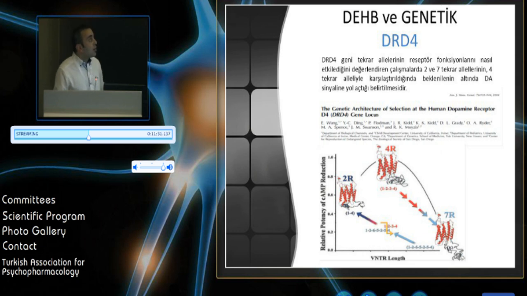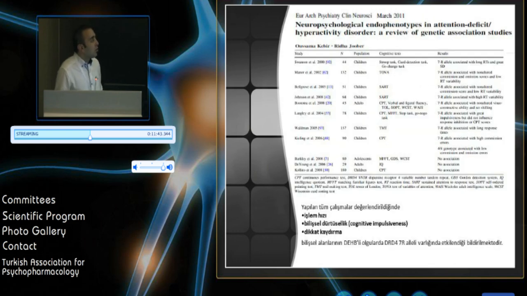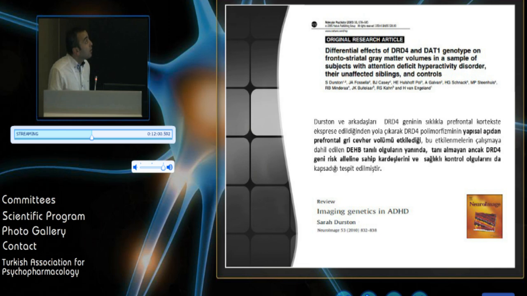The receptor functions are also affected by those repetitions. When compared to 4 repetitions, with 2 repetition alleles, dopaminergic receptor signal is lower than expected, according to this study. Neuropsychological and phenotype trials show that those genetic differences have an effect on the different types. Therefore, we can say that cognitive impulsiveness is mainly affected by this, but there are conflicting results as well, so we cannot say something definite.